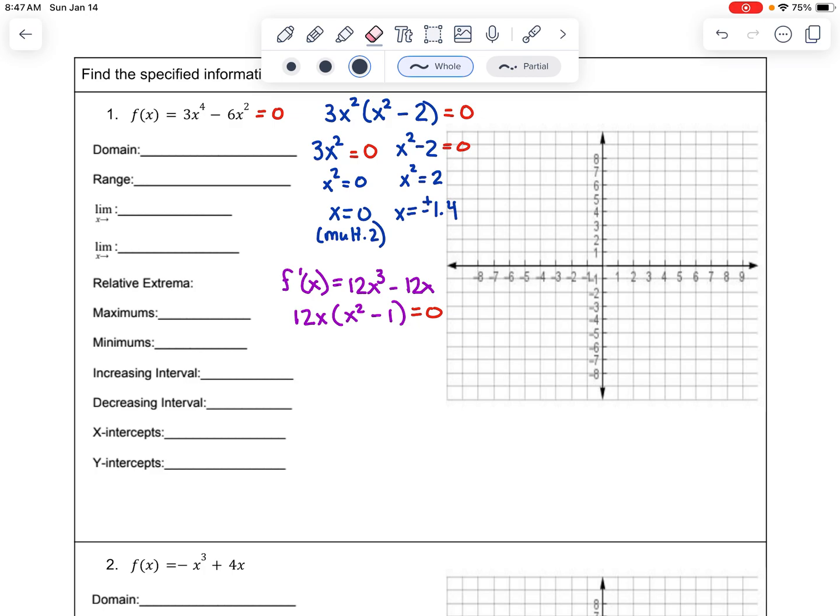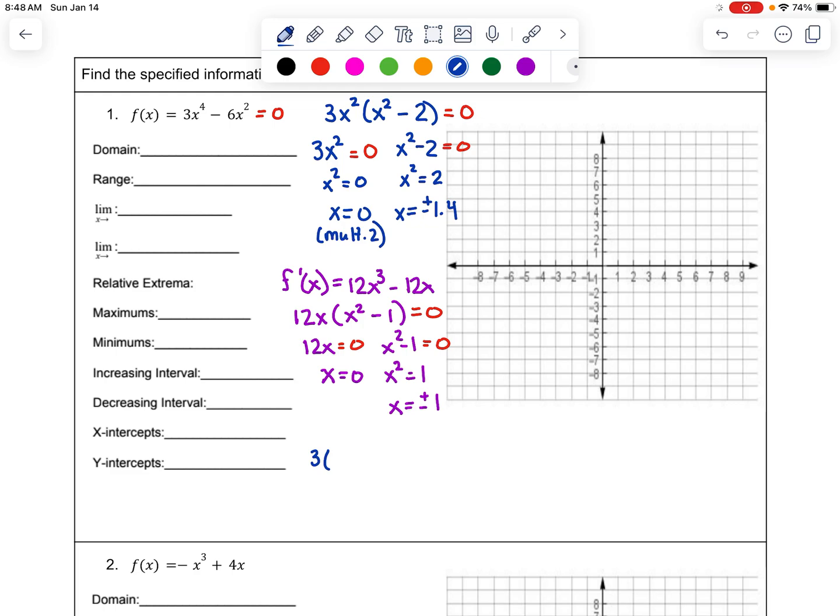So x equals 0, and if x squared equals 1, x equals plus and minus 1 when you square root 1. So again, x equals 0 is moving on. If we go to graph the points, let's go ahead and find those minimum points. If you plug 0 into the original problem, it would look like 3 times 0 to the 4th minus 6 times 0 squared. Well, 0 and 0 just comes out to 0. So this 0, 0 is going to be a minimum or maximum.